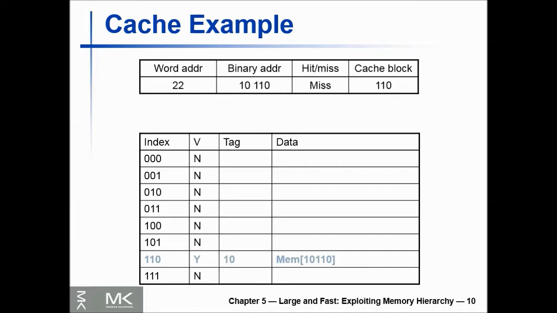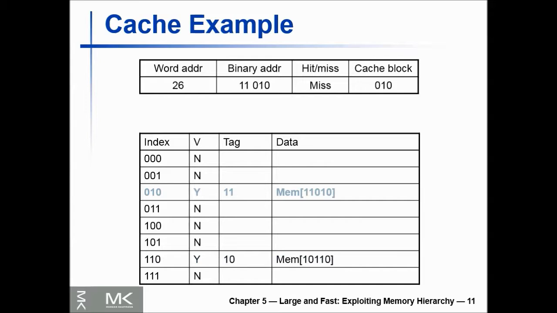Then the program loads the word 22 from memory and places it at index 0, 1, 1, and the valid bit is now converted from N to Y, and the data 10110 is now present in the cache.